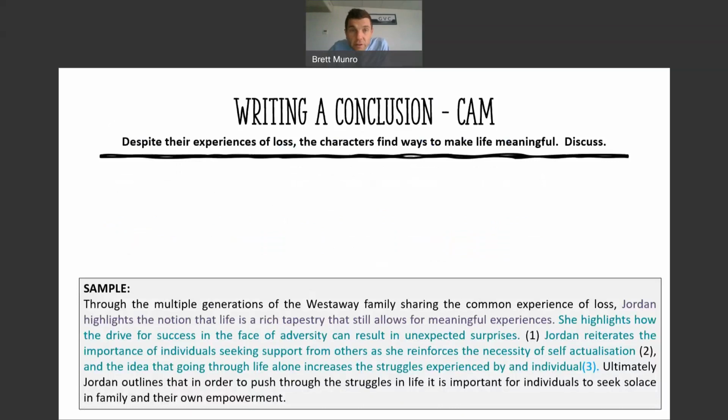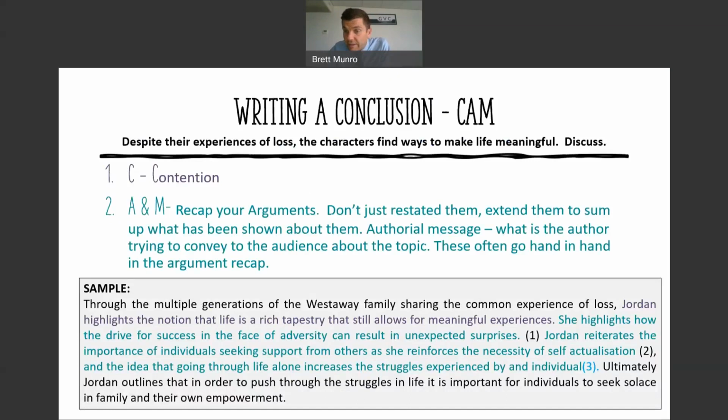So in order to write our conclusion, we use the acronym CAM. CAM stands for C, contention, A for arguments, and M for authorial message. The C for contention means you just state your contention. The A for arguments means you just recap your arguments, and then you finish off with a nice little full stop, and that is the authorial message. That is essentially outlining the intention of the author and what they want to say in an overarching manner about this topic.